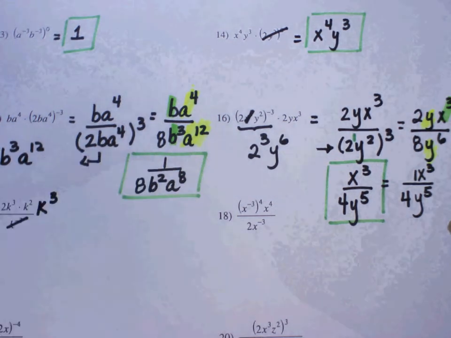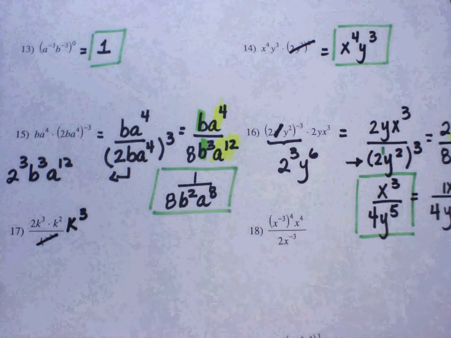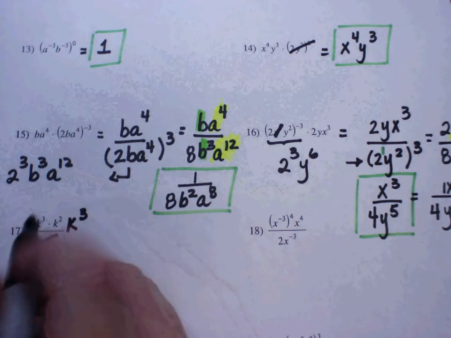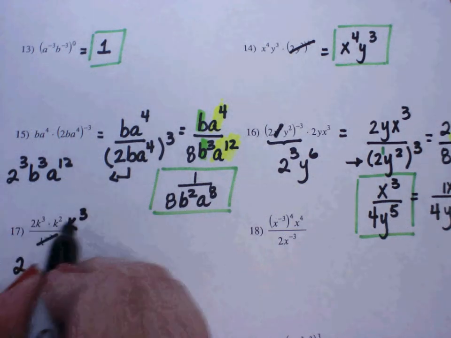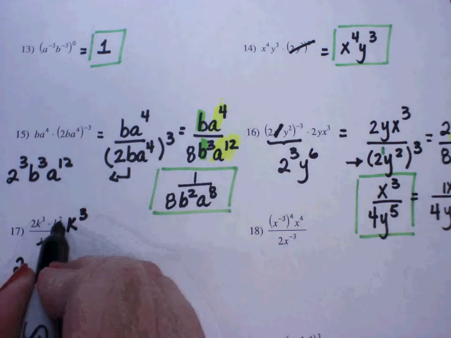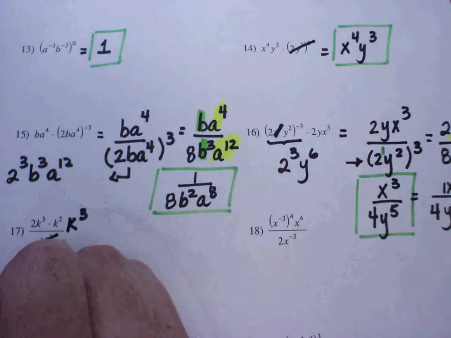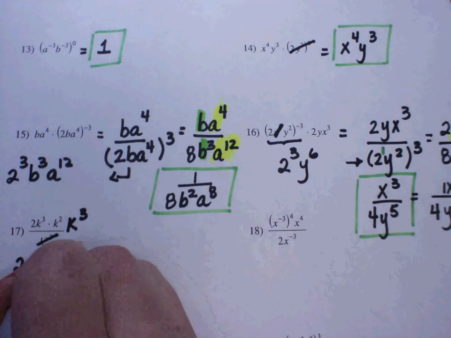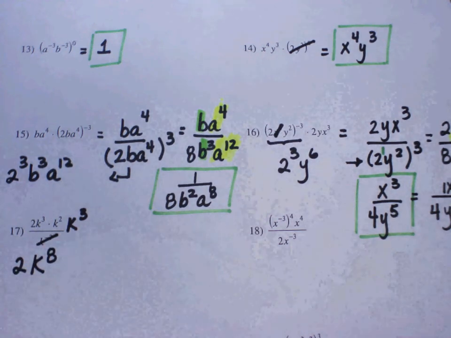All right. Let's go ahead and move that to the top so that I don't have any negatives. And this is 2. K to the third, K to the second, and K to the third. I got to add all those numbers up. 3 and 2 is 5. 5 and 3 is 8. This one was pretty easy to do.